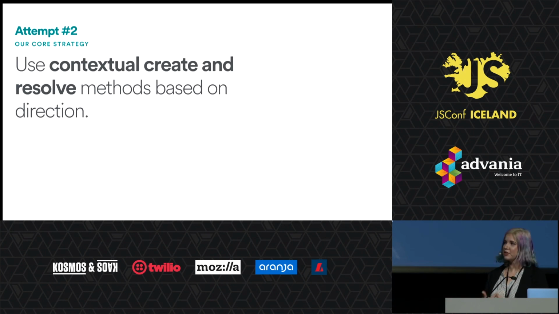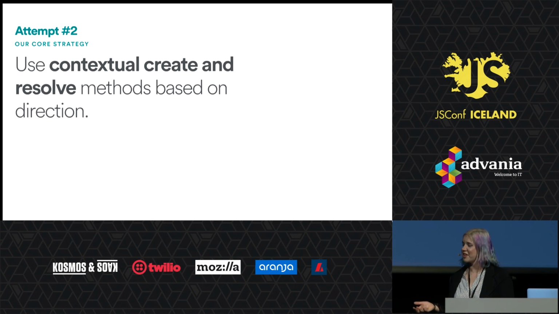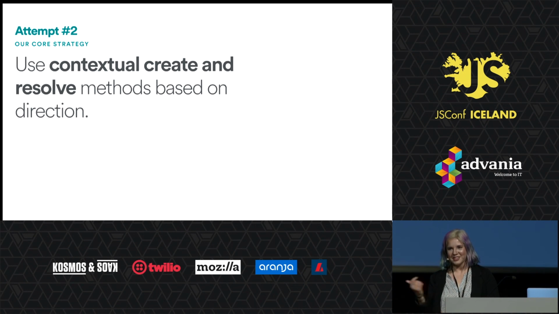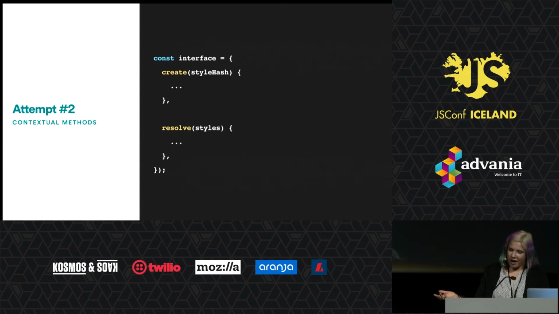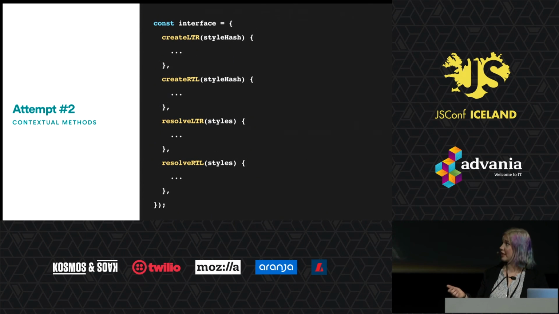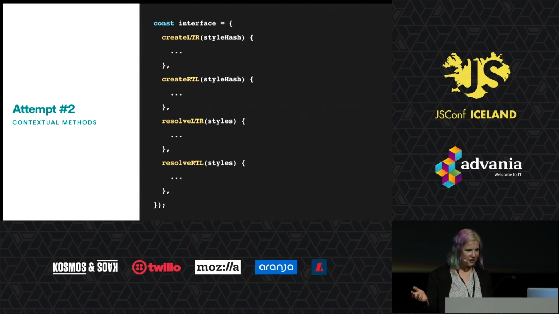So our new strategy was to create contextual create and resolve methods based on direction. This, notably, was a bit of a challenge because, as mentioned before, these methods did not have access to context in the beginning. How this would look in our interface: whereas before we would have just one create and one resolve method that would have to handle everything, we split it up. So there's one for the left-to-right languages, there's one for the right-to-left.